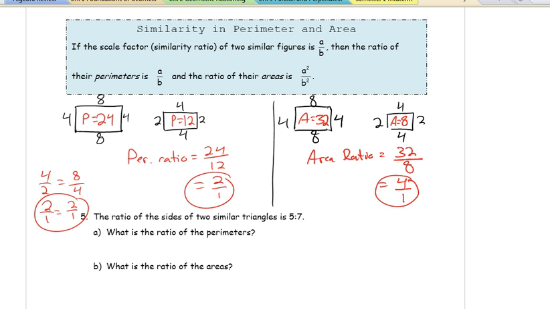So to really get from your perimeter ratio to your area ratio, or your scale factor, if you want to think of it like that, you take 2 over 1, you square the top, you square the bottom. 2 squared over here becomes 4. 1 squared becomes 1. That is your area ratio. And we're going to look at a couple of these here to help further explain that.